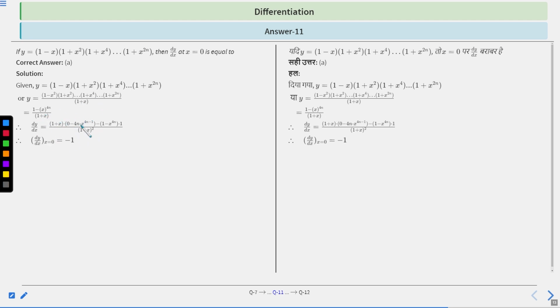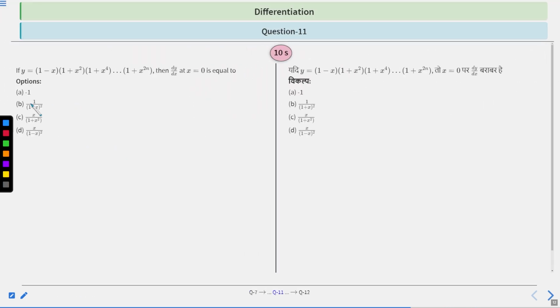So, dy by dx can be written as... Again, you can apply the quotient rule, as the simplified form of y is (1 minus x to the power 4n) upon (1 plus x). So, dy by dx can be written as (1 plus x) into (0 minus 4n x to the power 4n minus 1) minus (1 minus x to the power 4n) into 1, upon (1 plus x) whole square, right? Now, we have to find dy by dx at x equal to 0. So, when you put x equal to 0 in this, you will get the answer as minus 1. Clear? So, the answer is option A, minus 1. Clear?